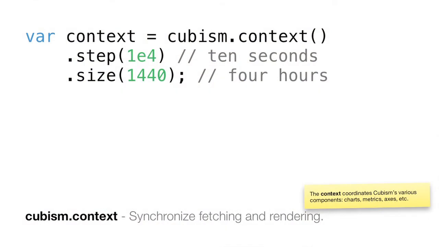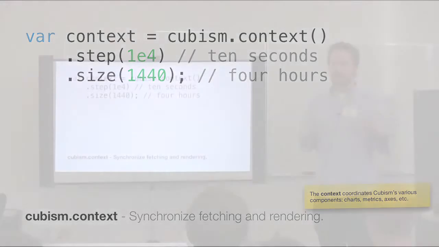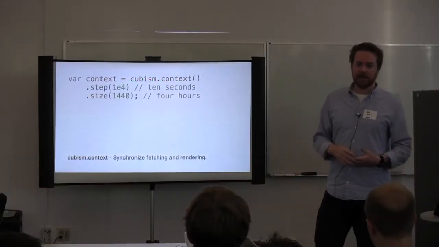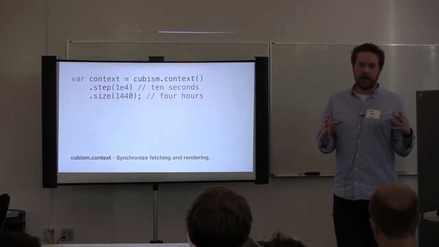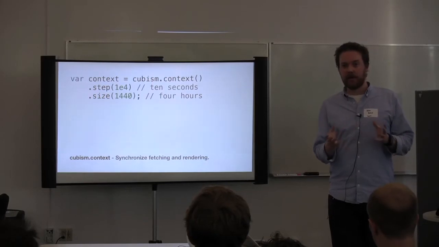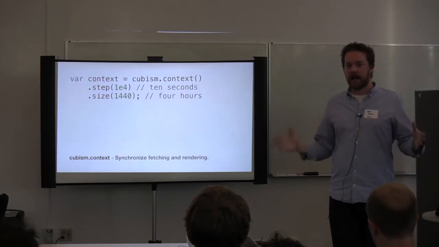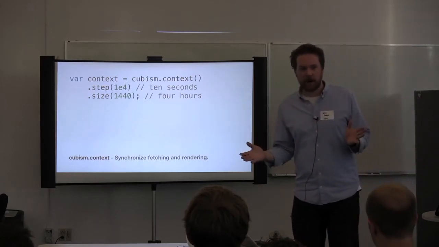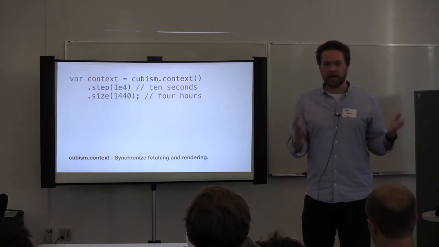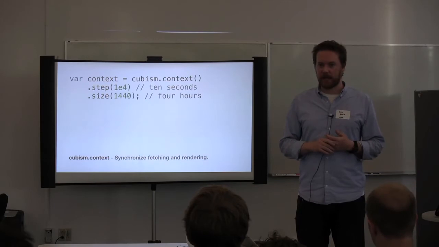But I'm going to walk you through a little bit of how it works behind the scenes so that you have a head start. One of the key ideas is that there's a context which is coordinating all of the updates for these charts. And the idea is you want to specify the resolution of data that you want to display and also the size of the display. So normally with these things you might say I want to display 4 hours of data and I want my chart to be 800 pixels wide or something like that.